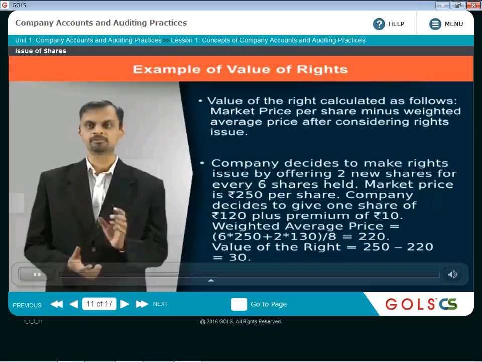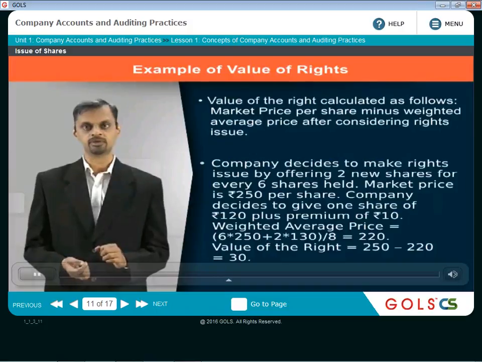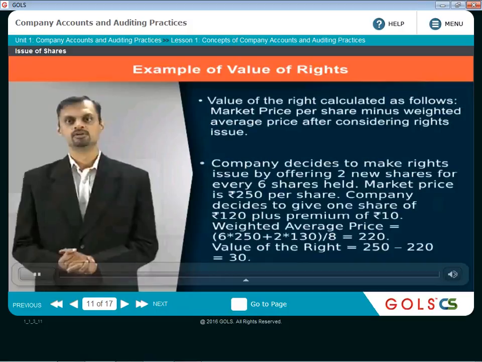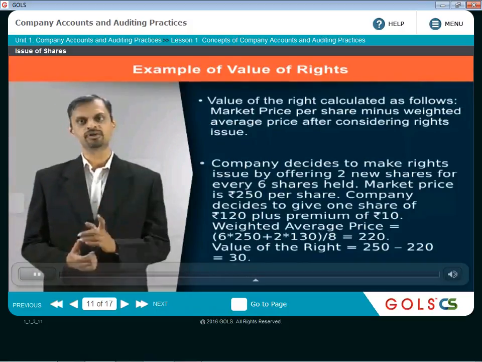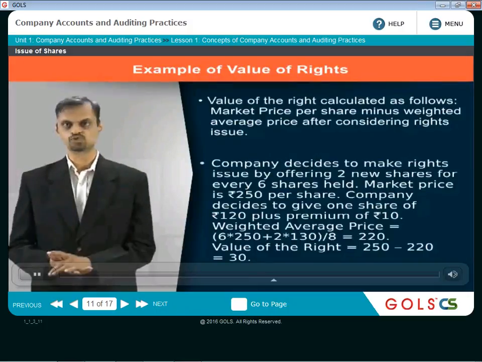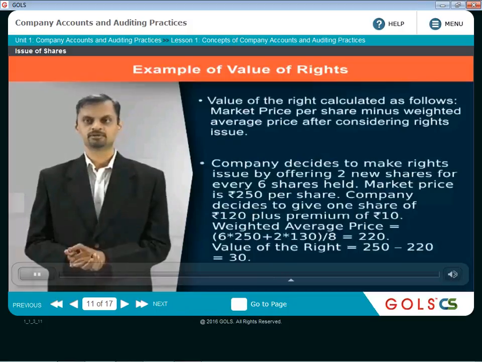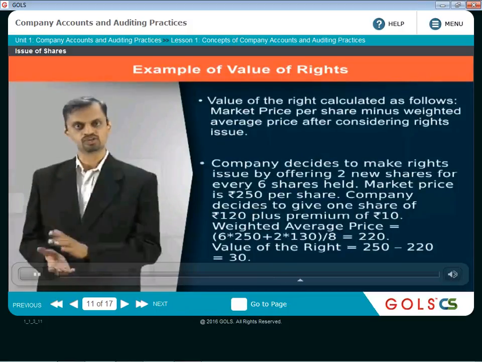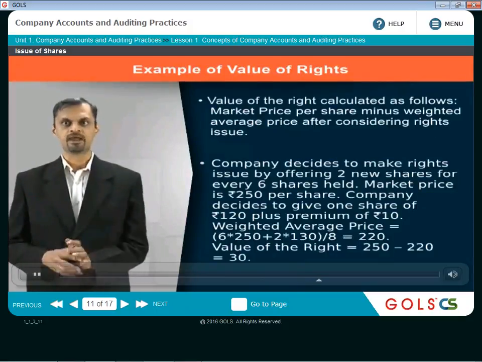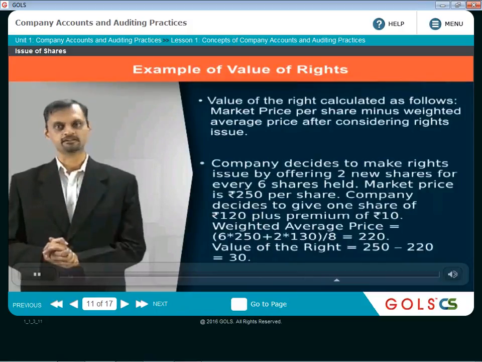Please remember, this is a rights issue, this is not a bonus issue. So existing shareholders, if they decide to take it up, have to pay some price for these shares. So the company has decided to give 1 share of rupees 120 plus premium of 10 rupees. The current market price is 250. After the rights issue, what will be the weighted average price? For every 6 shares, 2 shares are the rights. 6 shares are at 250 rupees, which is the prevailing market price, and the 2 shares, which are the right shares, are offered at 120 plus 10, that is 130 rupees.